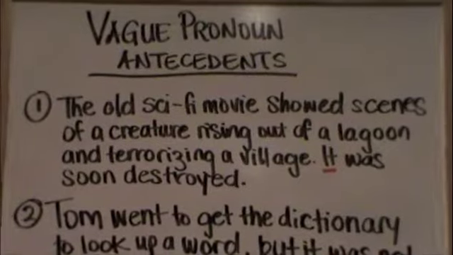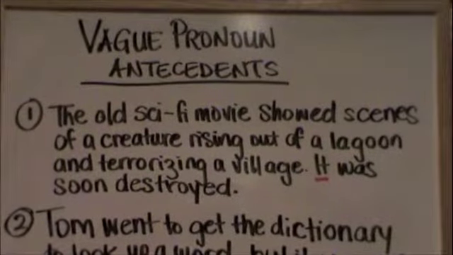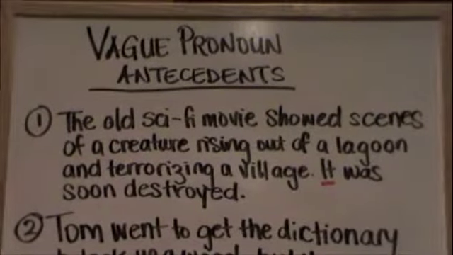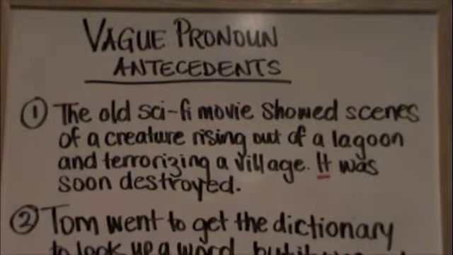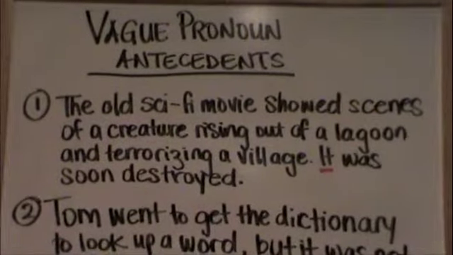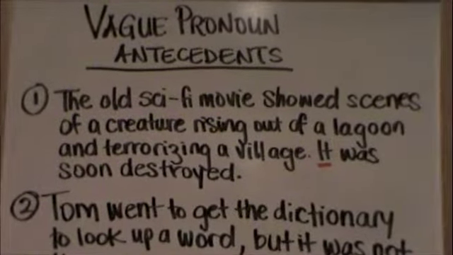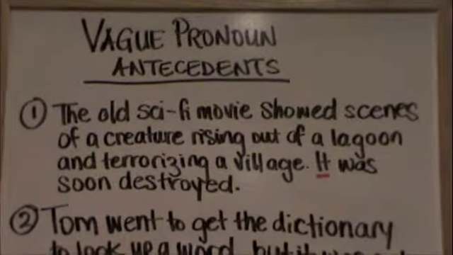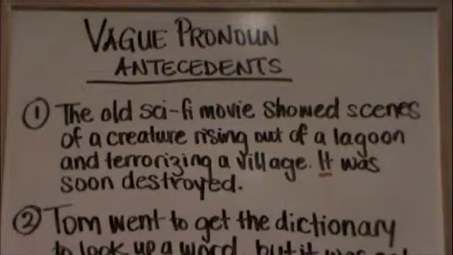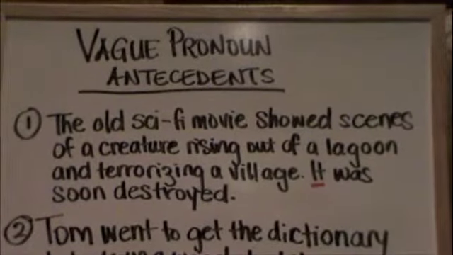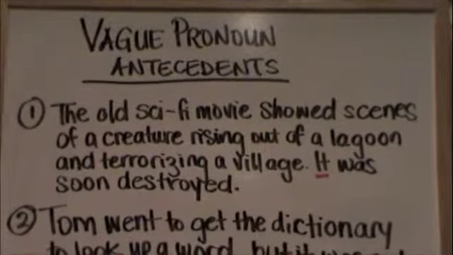Try to think of a way to do that so that we have the sentence referring to the monster being destroyed. The safest way to do that: the old sci-fi movie showed scenes of a creature rising out of a lagoon and terrorizing a village. The monster, or the creature, was soon destroyed. Restating the noun is the safest way to do that, especially when there are several nouns in a sentence.